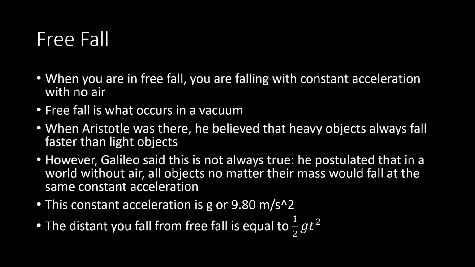Aristotle believed that heavy objects always fall faster than light objects. However, Galileo said that this is not always true. He postulated that in a world without air, all objects, no matter their mass, would fall at the same constant acceleration and would hit the ground at the same time. This constant acceleration is g, or 9.80 meters per second squared. The distance you fall in free fall is equal to 1/2 gt squared, where g is the acceleration due to gravity and t is your time.